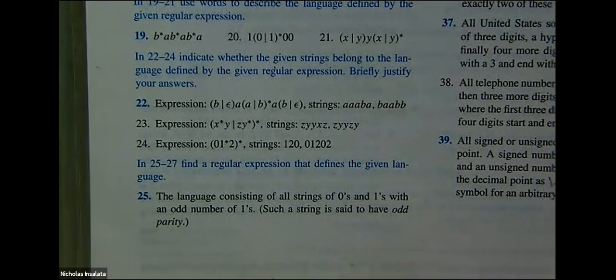I think that's enough practice. I'll leave 26 and 27 for you guys to work on if you need a bit more practice, but let's do 25. The language of all strings of zeros and ones with an odd number of ones. We'll make that our last one.